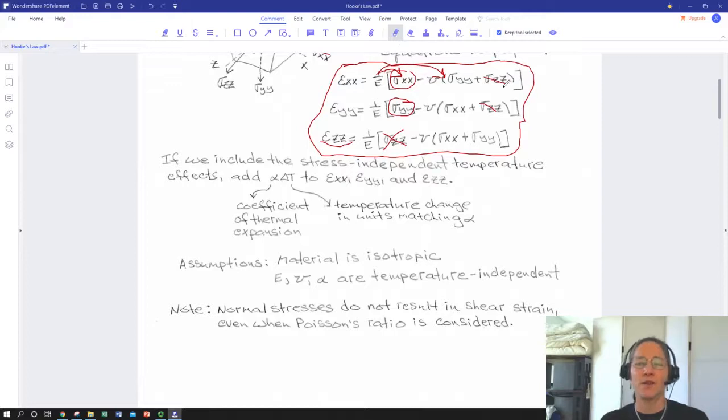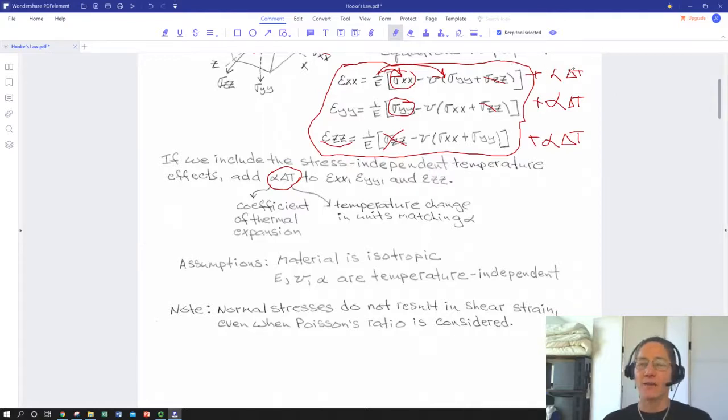So if we wanted to include the effect of temperature-induced elastic strain, we could add this term to the end of each one of these equations, plus alpha delta T. And alpha in this case is the linear coefficient of thermal expansion, and it's usually in degrees per degree Kelvin, and it's usually on the order of something times 10 to the minus 6, so it tends to be very, very small. But that is reasonable considering that we typically have strains in the microstrain range.